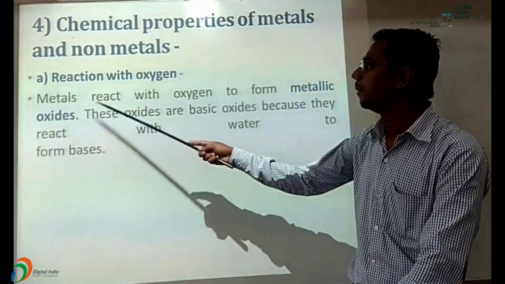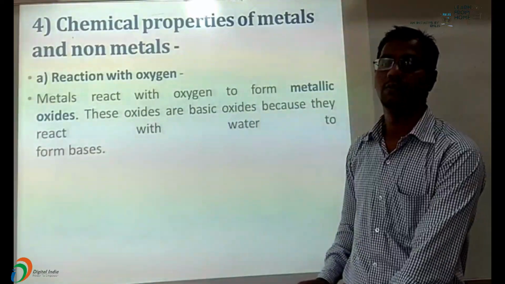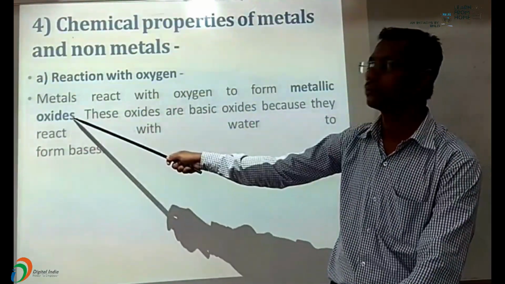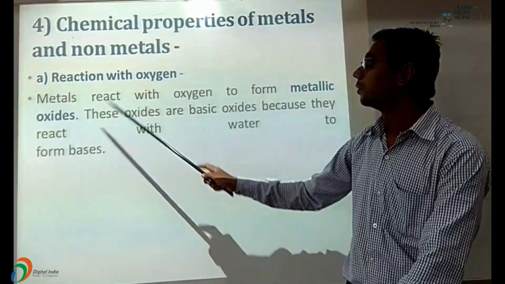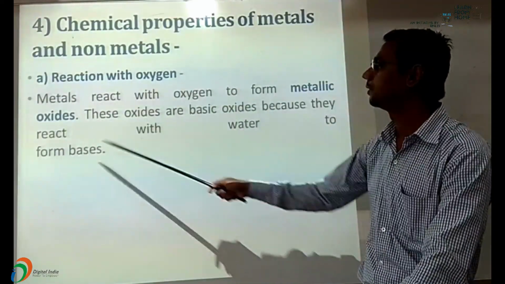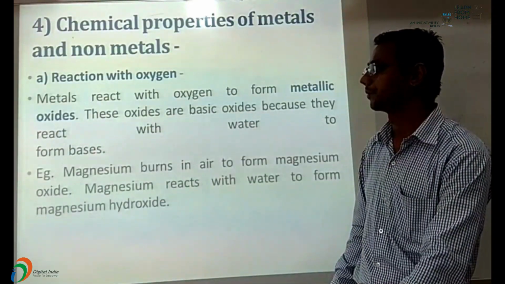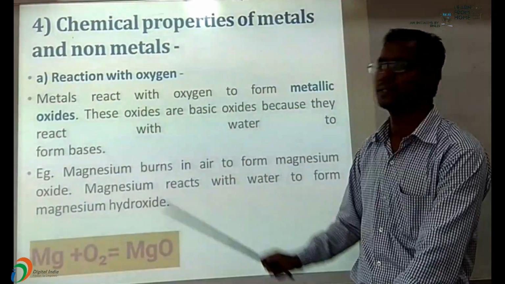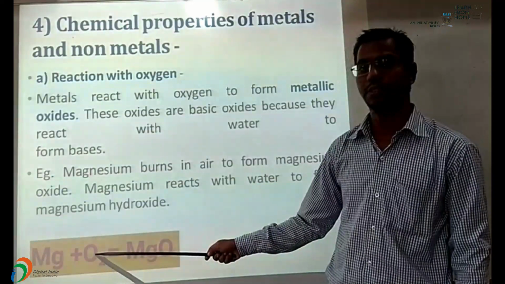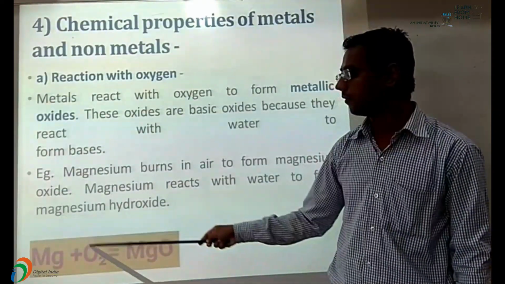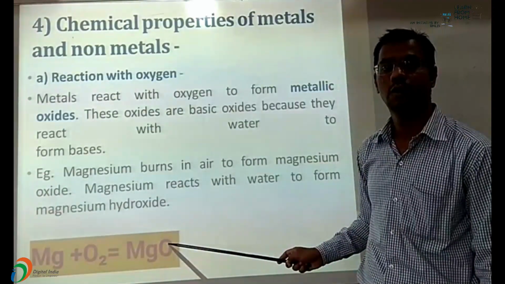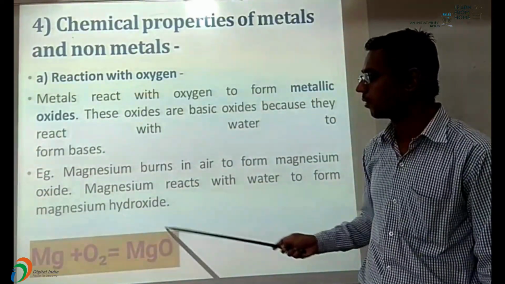What is the reaction? Metal reacts with oxygen to form metallic oxide. What is meant by oxide? Oxide, it means when metal combines with oxygen to form an oxide. So these oxides are basic oxides because they react with the water to form a base. I will show you the reaction. This is a metal. Okay, so this is the oxygen. This metal reacts with the oxygen. It is a metal and oxygen. So it forms metal oxide.